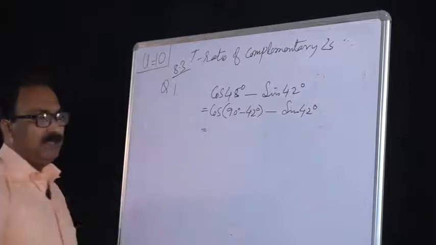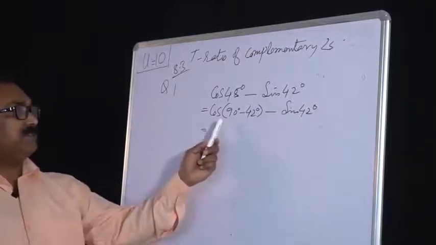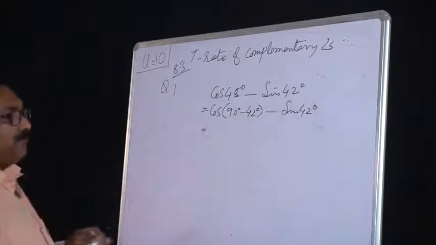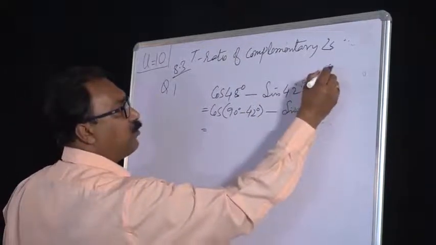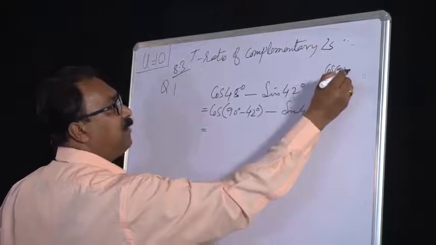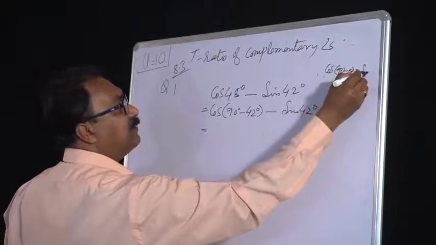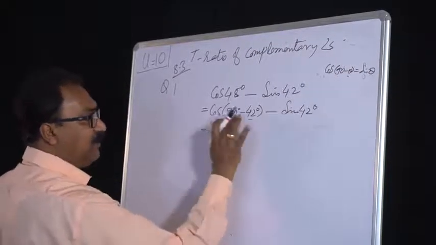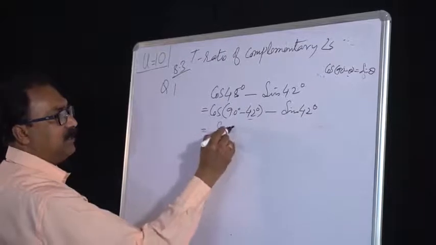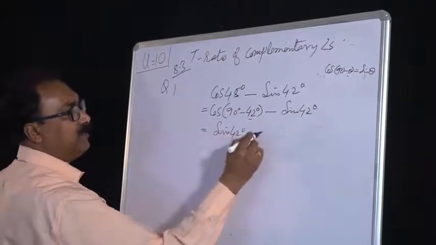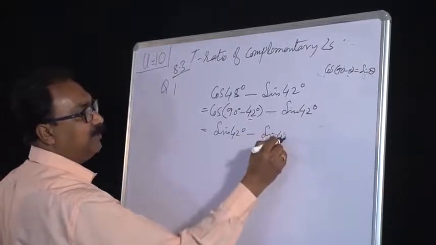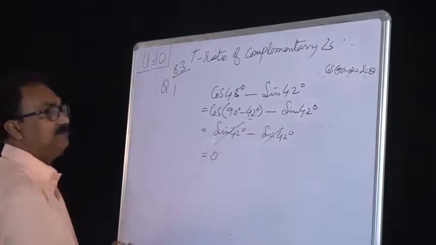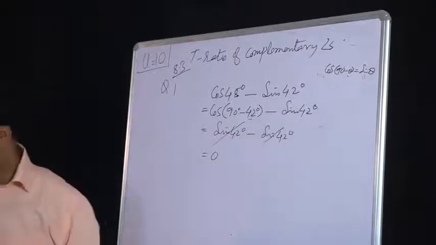So now what will be there? Cos of 90 minus 42 is 48, and this we consider as theta. So you refer to the formula: cos of 90 degrees minus theta is equal to sin theta, isn't it? So if it is theta, it will come as sin 42 degrees minus sin 42 degrees. See, both are the same with different signs. We can cancel, we will get the answer 0. So this is one type of question.